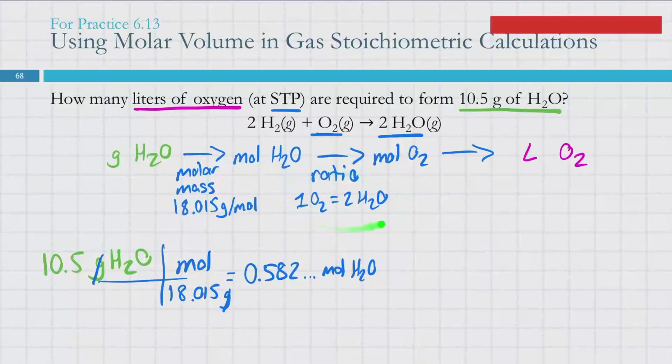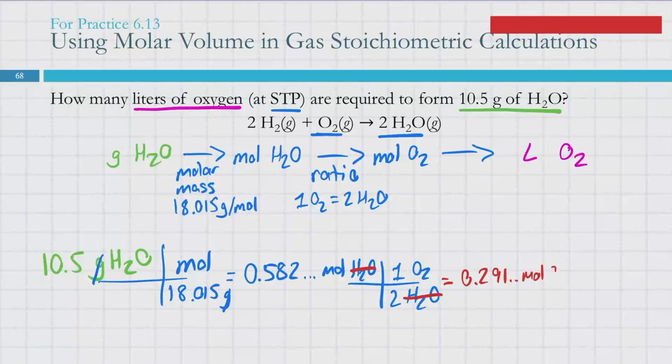Then we need to use our stoichiometry step, our ratio from our balanced chemical equation. The 2 H2O part goes on the bottom, so our units cancel. The H2Os cancel out. So for every 2 moles of H2O that we would have produced, we would have had 1 mole of O2 to start with. So we divide by 2, and this tells us how many moles of O2 we must have had, which is 0.291 moles O2.